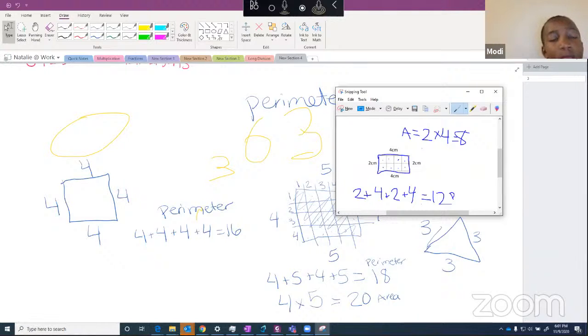All right, so is there anything else that you guys want to work on next week, or we'll just keep on with the area and perimeter?